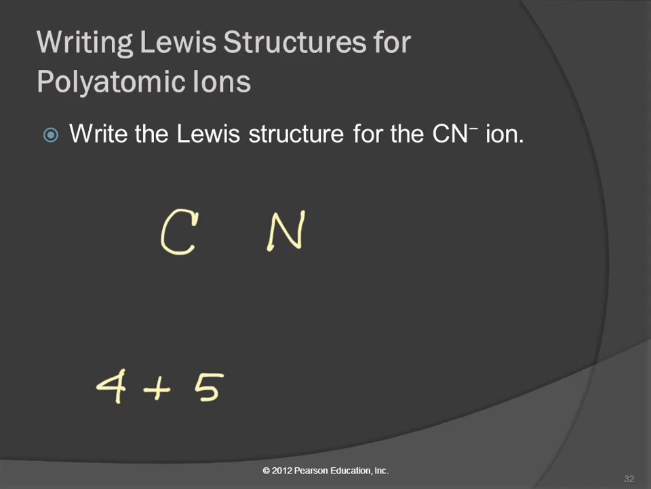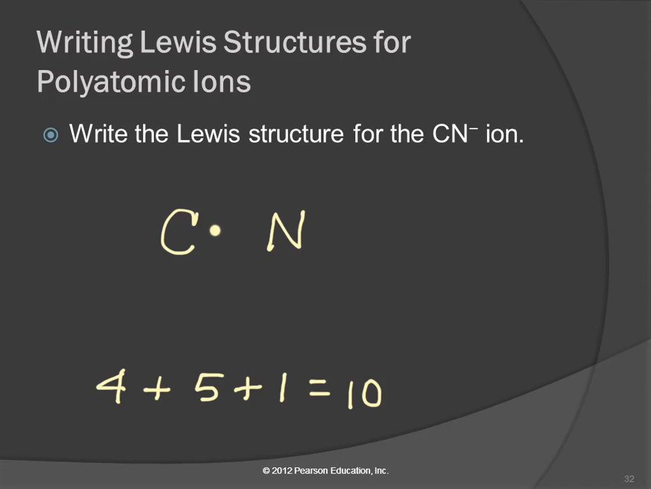What do we do with that negative sign? That means we add 1 electron. It got to be a negative ion by gaining an electron. Electrons have negative charges. So we're going to add 1 for the charge, and that's going to give us 10 electrons.